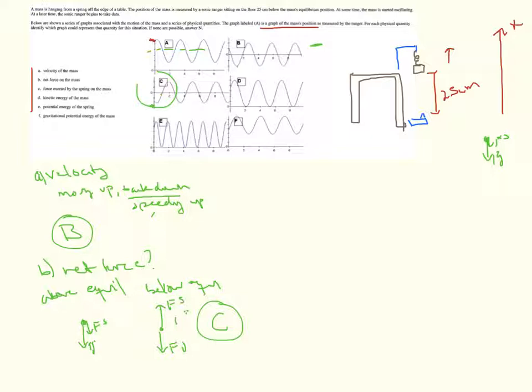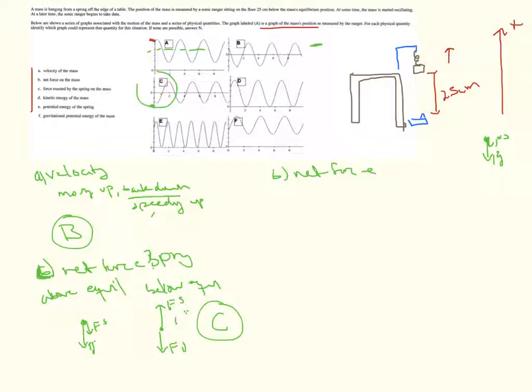Oh, careful now. That was the spring. So C is asking me for the force exerted by the spring on the mass. How would that be different than the net force on the mass? Right, so I think I just answered spring. So this is actually graph C. So let me rethink about net force.